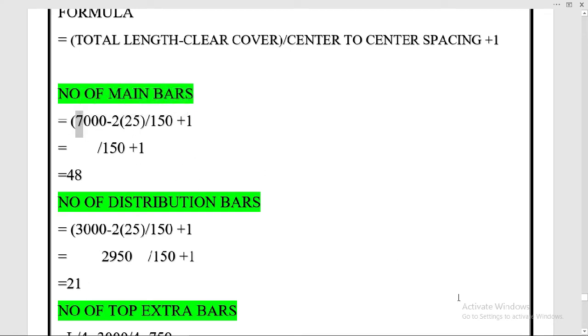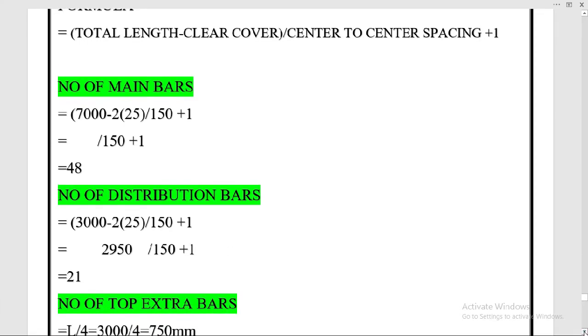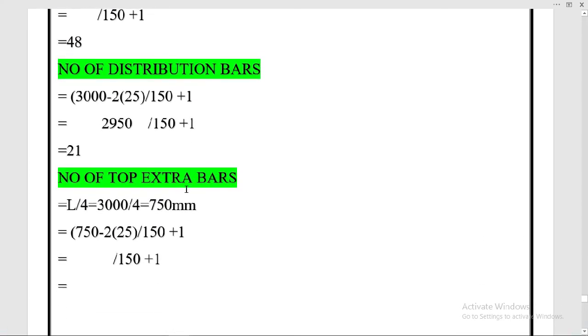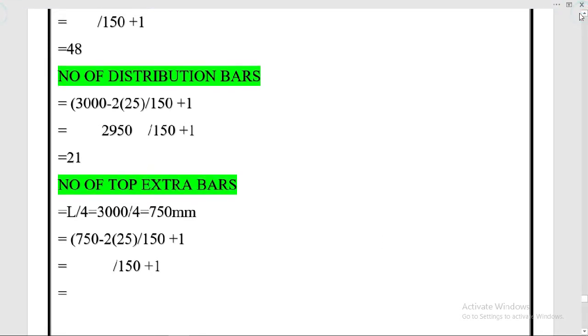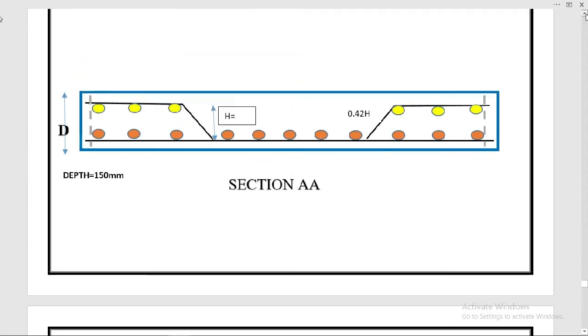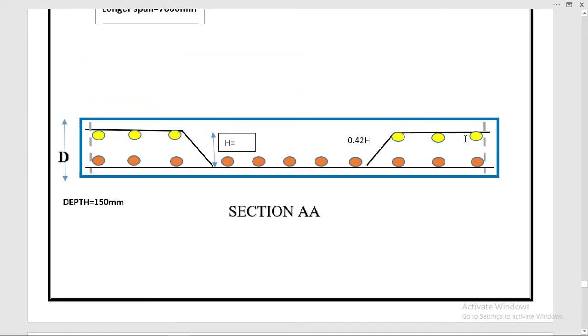So we move to the number of top extra bars we require. To calculate the number of top extra bars, first we have to calculate the length on which we will provide the extra bars. I will show you in the slab section. You can see these are the top extra bars provided along the length after the bending of these main bars. So to calculate this length, we have the formula L by 4.